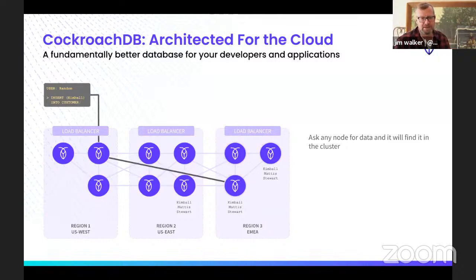In this case, you can see there are 3 records here: Kimball, Madison, Stewart. Some of those records are in the US East, where I have 2 instances of that. We're actually writing data in triplicate in, say, a European cluster. But I know that person is in Europe. So if I ask a node on the West Coast, Cockroach is smart enough to go get that data from where it needs to get it from.